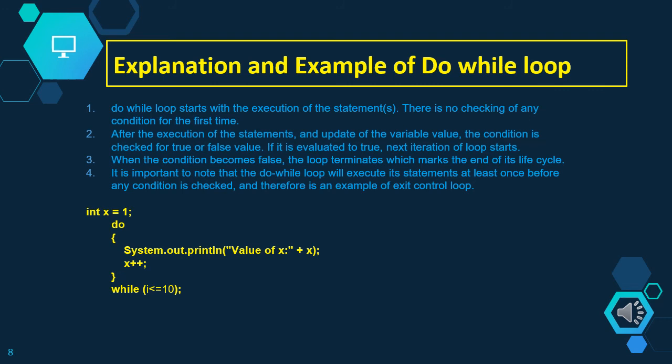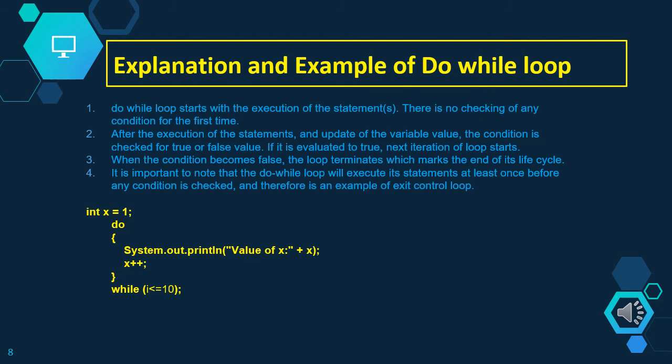The do while loop starts with the execution of the statements inside the body. There is no checking of any condition the first time inside the loop. After the execution of the statements and the update of the variable value, the condition is checked for true or false. If it's evaluated true, the next iteration of the loop starts. But when the condition becomes false, the loop terminates, which marks the end of its life cycle. It is important to note that do while loop will execute statements at least once before any condition is checked. Therefore, it is an example of an exit controlled loop.